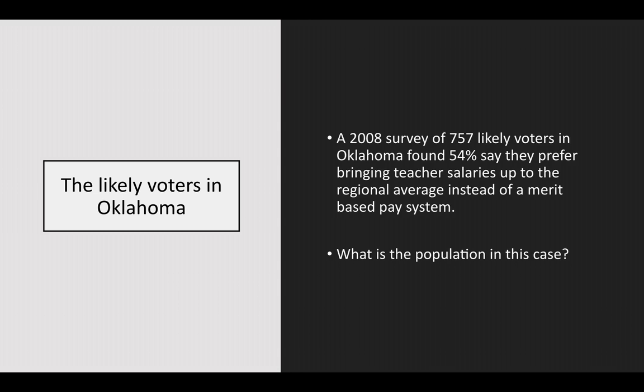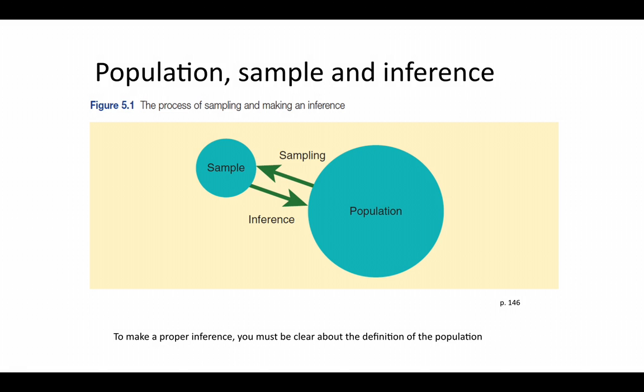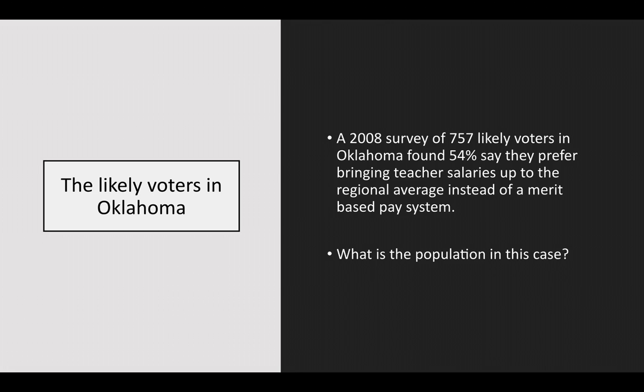So let me give you another example. Sometimes, because to sample, you need to know your population in the first place. But sometimes the population is not that easy to identify. All right. So this is a pretty old survey in 2008 of 757 likely voters in Oklahoma. That survey found 54% say they prefer bringing teacher salary up to the regional average instead of a merit-based pay system.